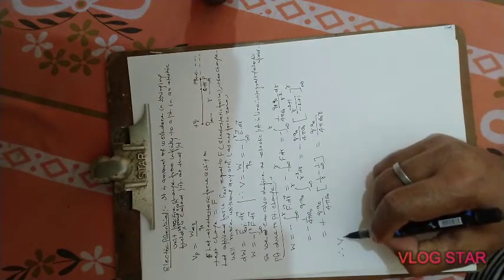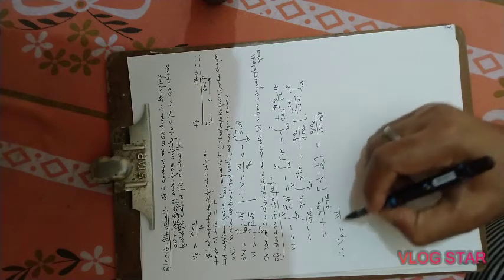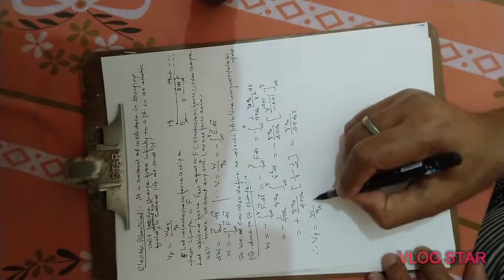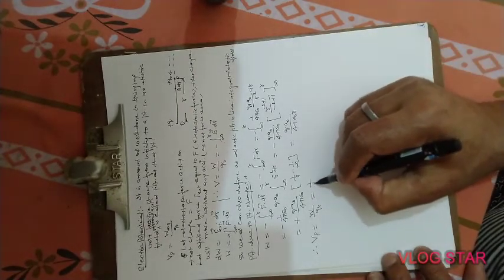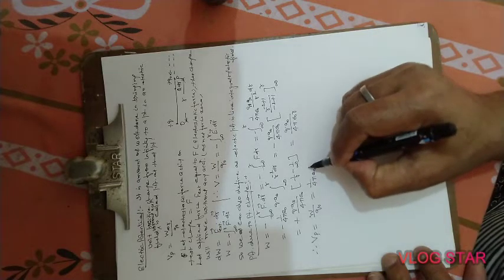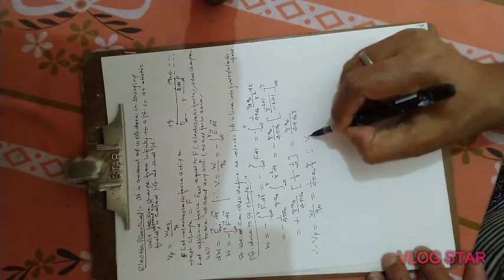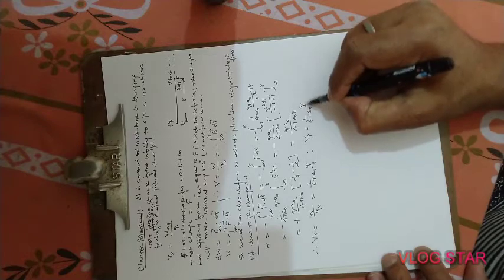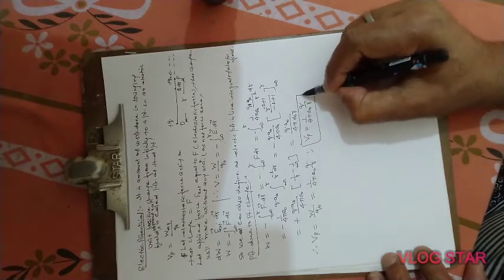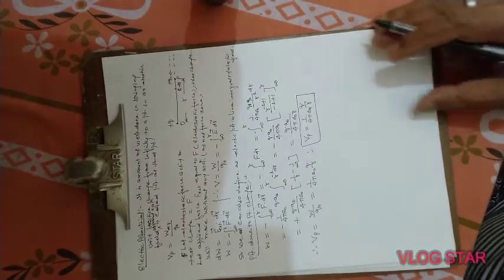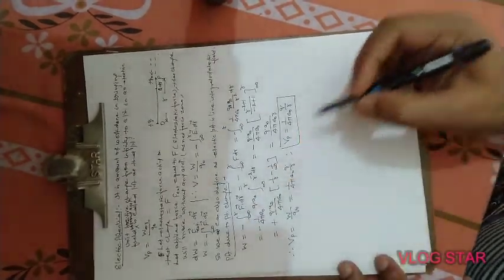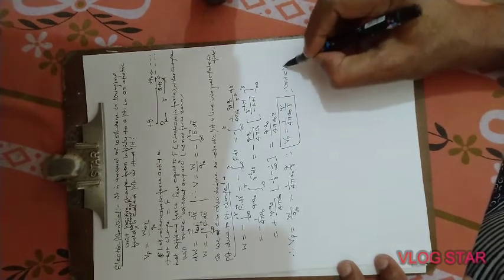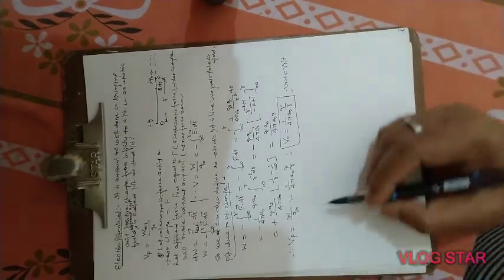Therefore, the potential at point P is 1 upon 4 pi epsilon naught q upon r. This will be the potential at point P. You can also find the unit of potential: the unit will be volt. Dimension of potential.